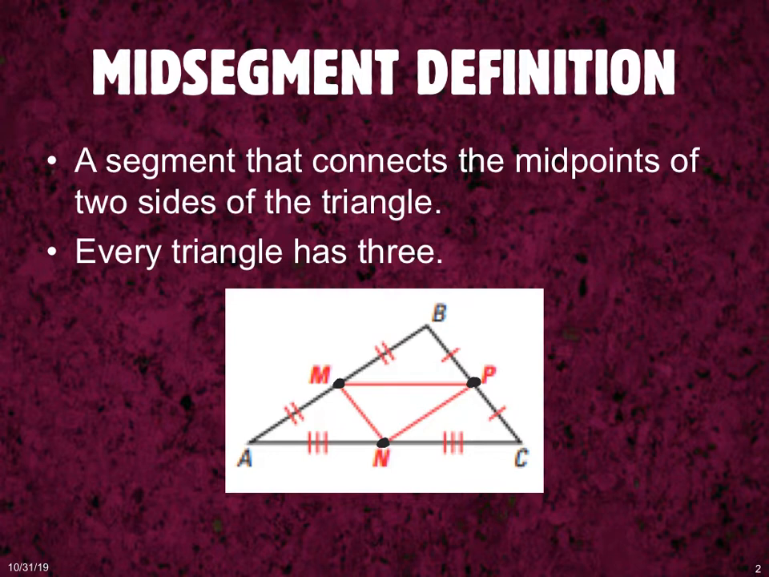Now, when we connect those midpoints, we get mid-segments. And every triangle has 3 mid-segments. You find the midpoints, you connect all of them, and you get the mid-segments. 3 mid-segments there. And we're going to talk about why these lines are interesting and what we can do with them and what we get from looking at them.